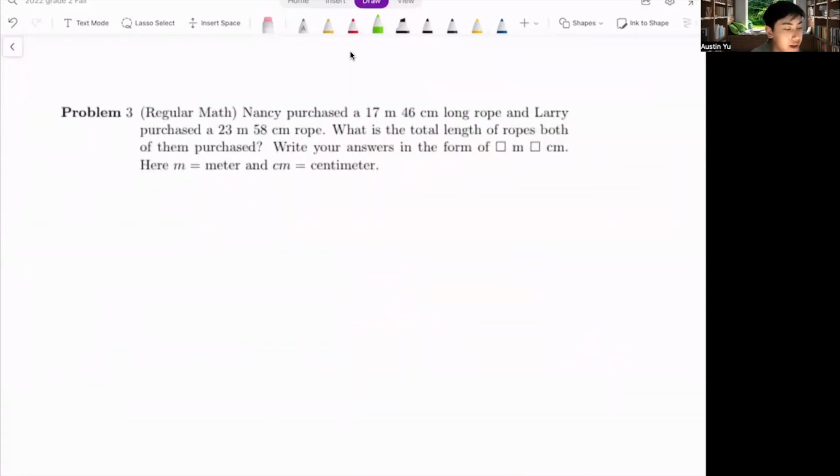Problem 3. Nancy purchased a 17 meter and 46 centimeter long rope, and Larry purchased a 23 meter and 58 centimeter rope. What is the total length of ropes both of them purchased? Write your answers in the form of something meters and something centimeters. Here m equals meter and cm equals centimeter.